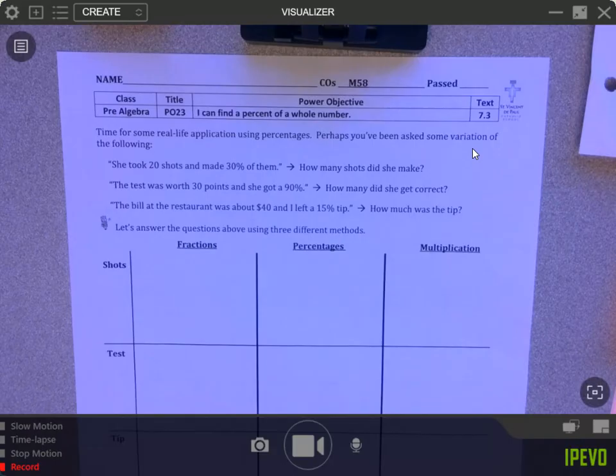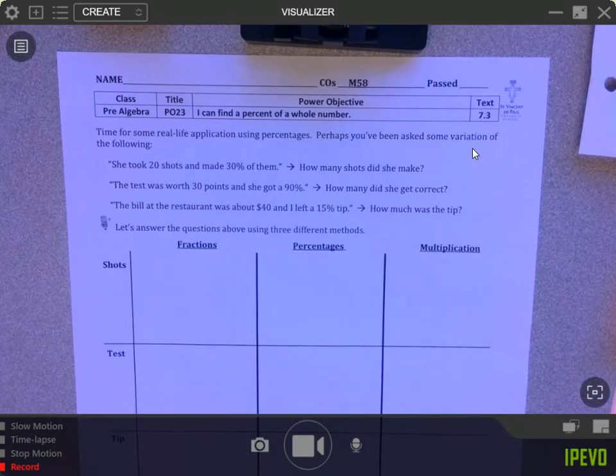So let's answer the questions above using 3 different methods. One method is using fractions, one method is using percentages, and one method is multiplication. I'm going to go through each method one at a time. So let's look at fractions.